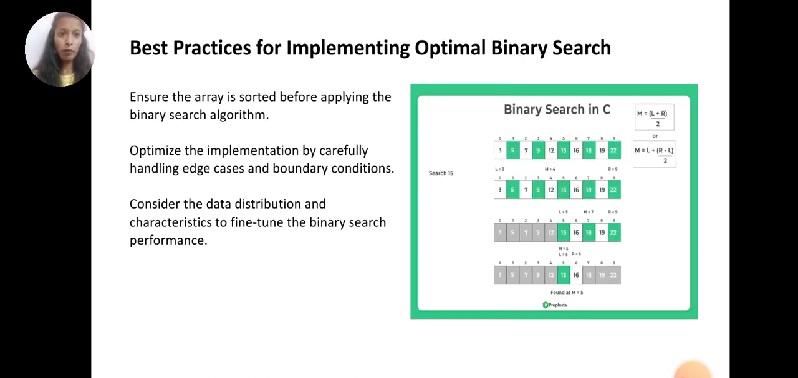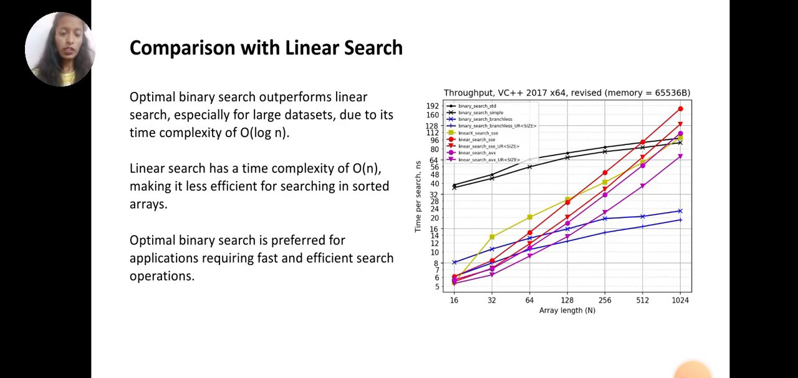Best practices for implementing optimal binary search. Ensure the array is sorted before applying the binary search algorithm. Optimize the implementation by carefully handling edge cases and boundary conditions. Consider the data distribution and characteristics to fine-tune the binary search performance.